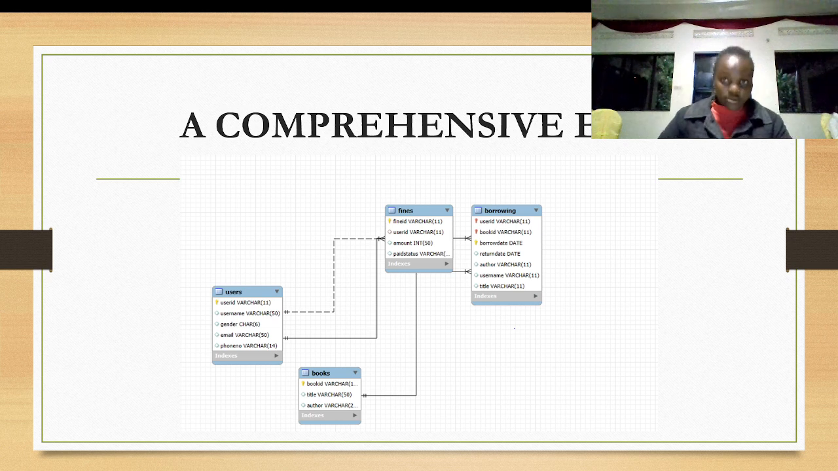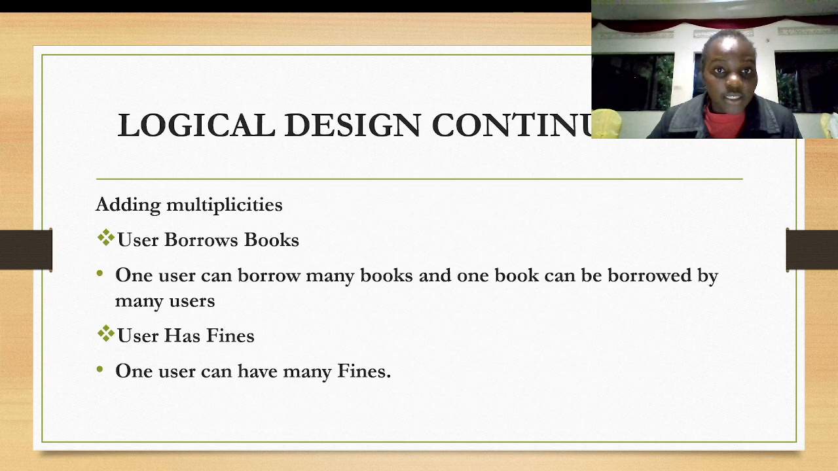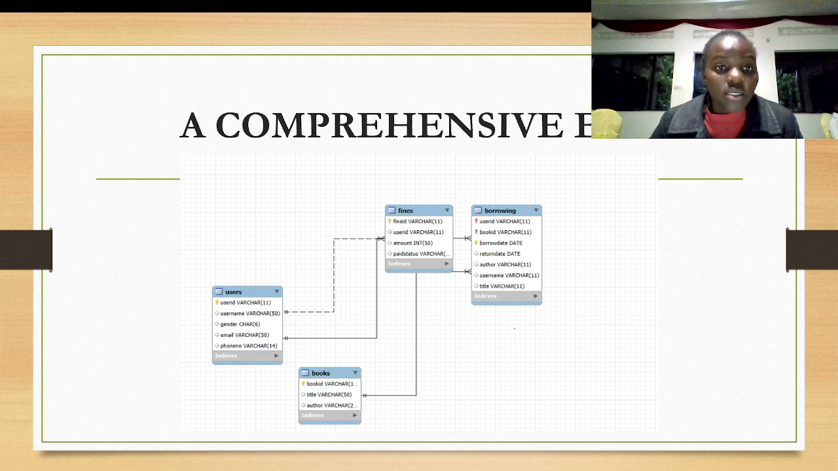So you go to the comprehensive ER diagram. This diagram brings out the logical design, like how these tables are connected to each other. Here with users, we have the user ID in the user table. This user ID is a primary key. That means it's a unique identifier. And the book ID is also a primary key. It's a unique identifier of a book, so it cannot be shared.